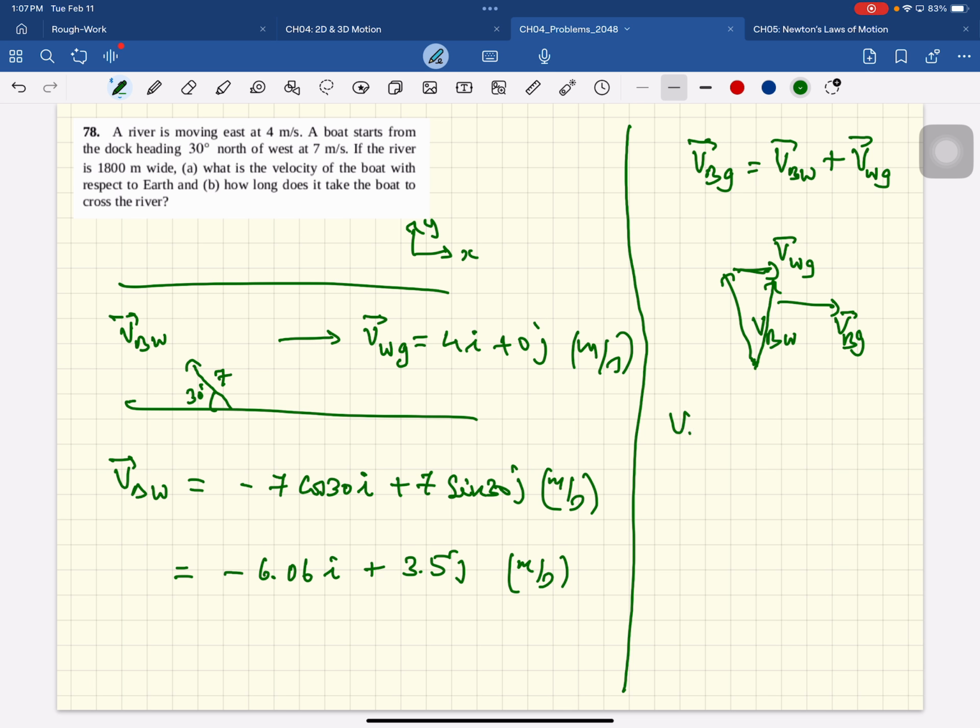So velocity of the boat with respect to the ground is those two vectors, minus 6.06 i plus 3.5 j plus 4 i plus 0 j.